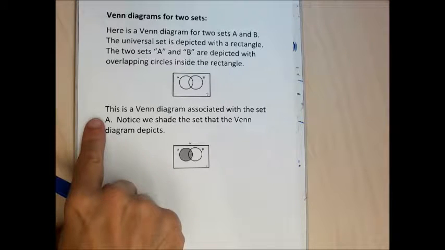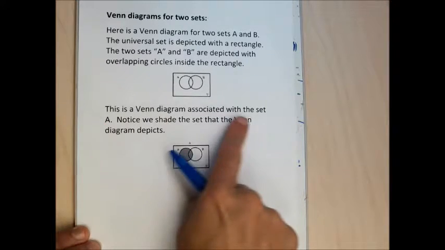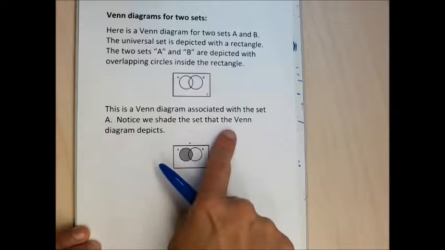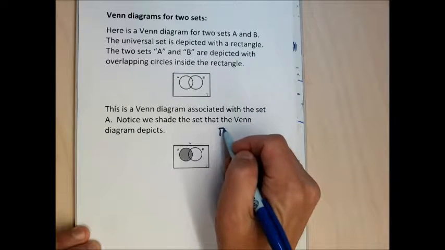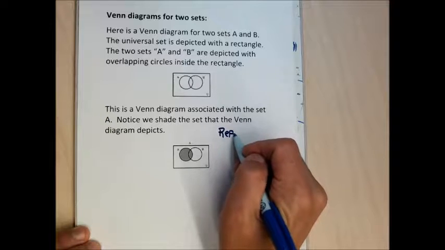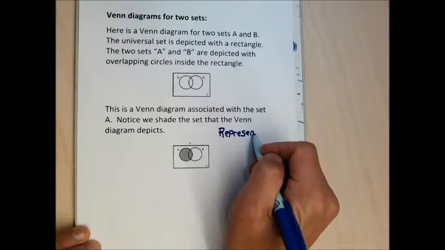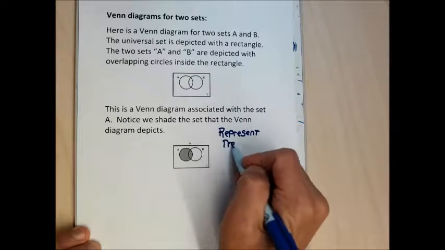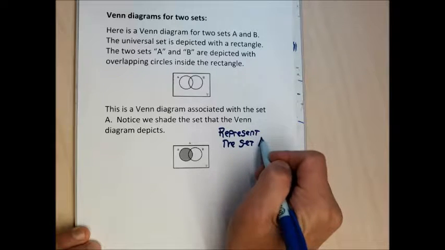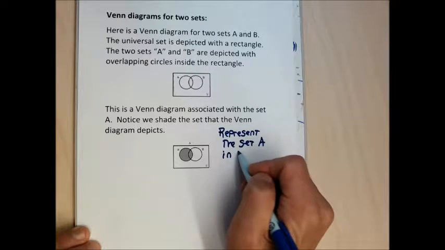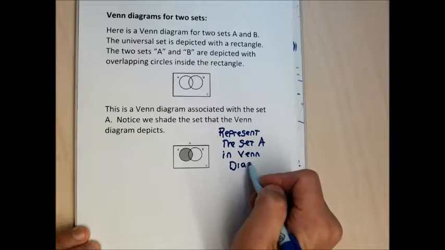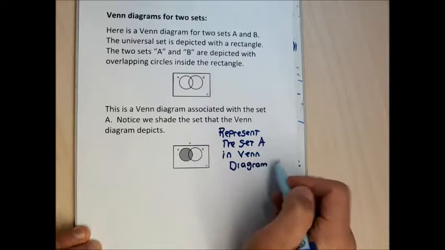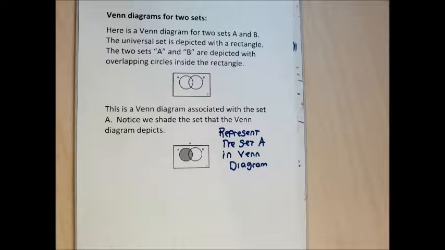And this is the most simple Venn diagram. This Venn diagram is associated with the set A. This is a picture. If I said represent the set A in the Venn diagram that I gave you here, we would just simply shade the inside of that set.